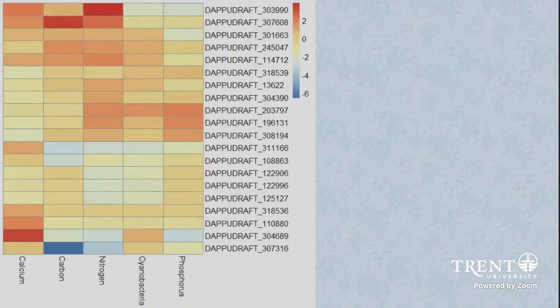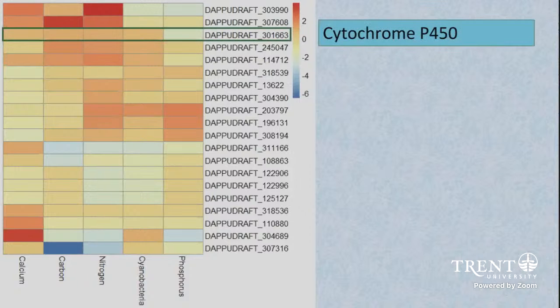So some of these show some really nice linkages with nutrient specific pathways. The first gene I'm going to focus on here is Dapdraft 301663, and this codes for the cytochrome P450, which is involved in the eicosanoid biosynthesis pathway. Eicosanoids are derived from fatty acids, and they regulate things like immune response and reproduction.